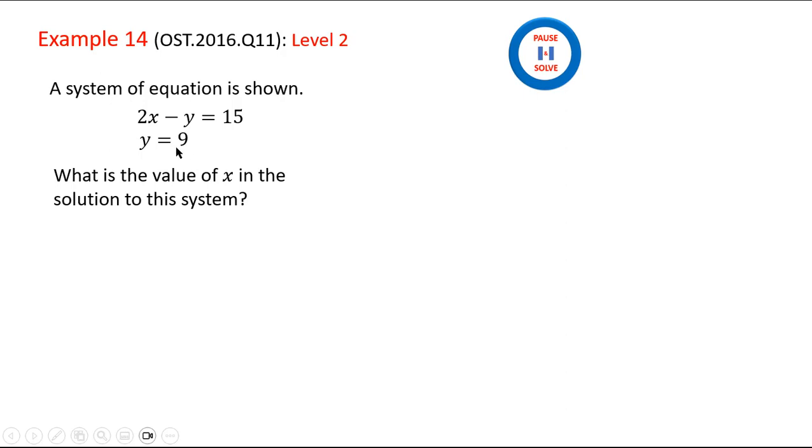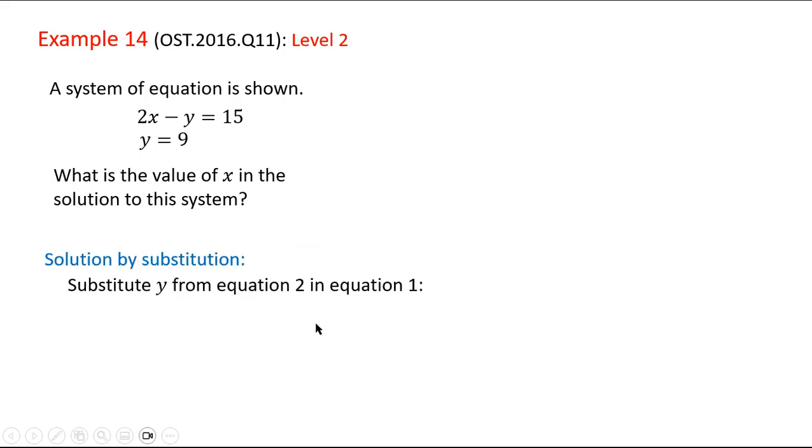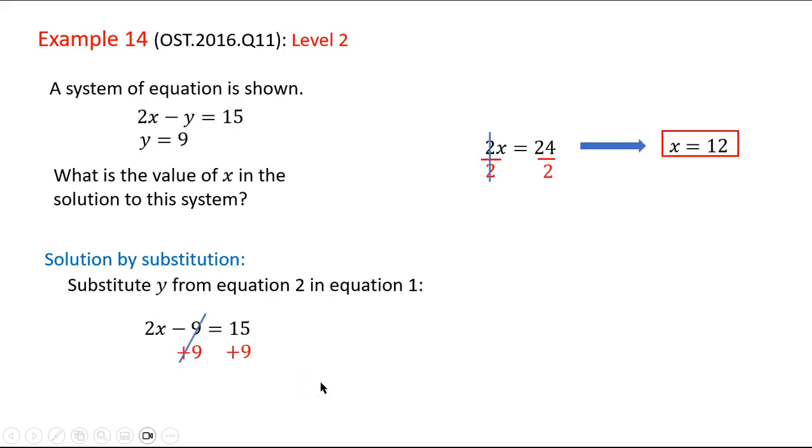The best thing to do here is to take this 9 and put it here. Okay, 2x minus 9 equals 15. Add 9. X is equal to 12. That's the answer. They are asking you what is the value of x. Now, obviously, if you want to draw this line here and this line, you can find that, but this is a lot easier, straightforward.